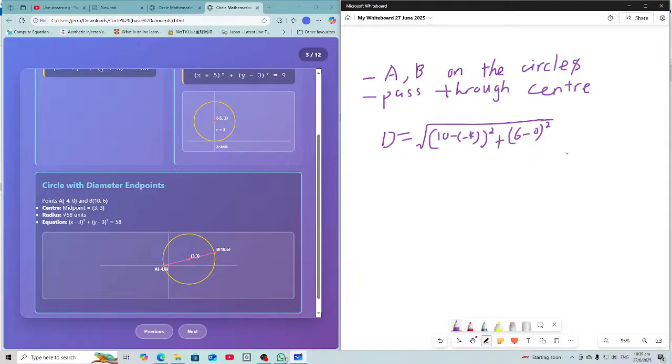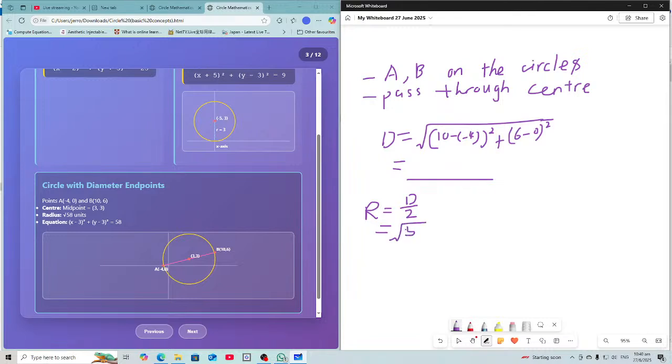So basically, if you can find that, whatever you get is the diameter, then you can divide by 2 to get the radius. For instance, for this one, you get a radius that will be, in this case, square root of 58. Let's say you have divided your diameter by 2, and you found that it's actually square root of 58.